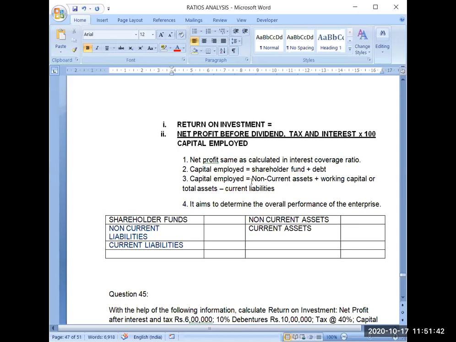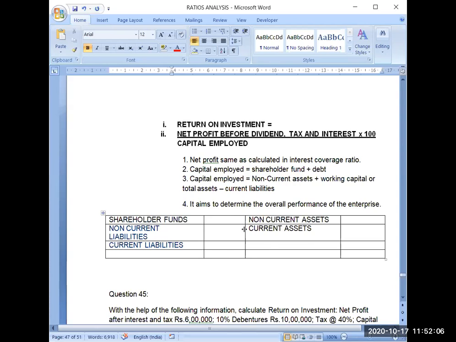And capital employed can also be non-current assets plus working capital, that is, current assets minus current liabilities. So then only this part will be left in the balance sheet. If I add non-current assets plus current assets and subtract current liabilities, only this much part will be left. So that is also another way of getting the formula of capital employed.